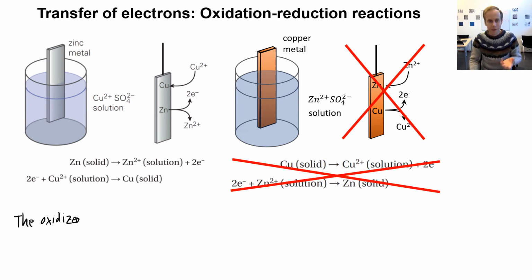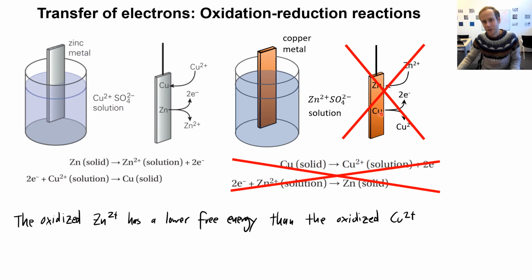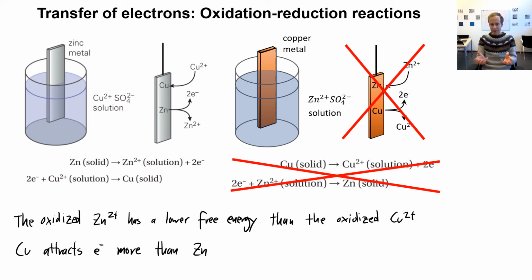Why is that? It's because the oxidized form of zinc 2+ has a lower free energy than the oxidized form of copper 2+. Therefore, it's energetically more favorable for the zinc 2+ to stay in solution and for the copper to stay as a solid. That's why this is not going to happen, but that is going to happen, because forming zinc cations produces a lower free energy state than the copper 2+ cations. They instead become a solid by becoming reduced. So copper attracts electrons more strongly than zinc.